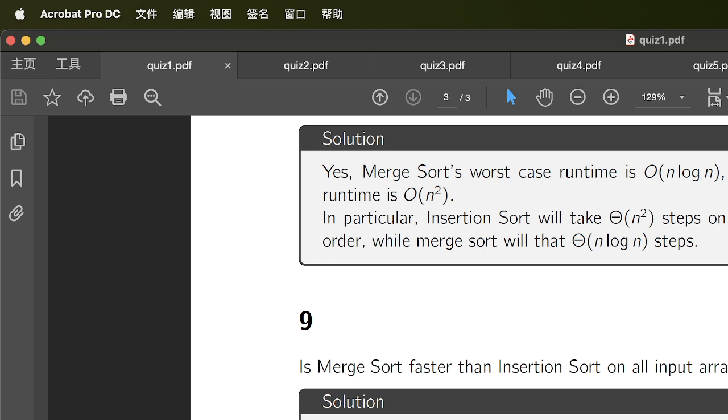That is possible. For example, insertion sort will take theta of n steps on an array that's already sorted. That means if the input array is already sorted, we just need to iterate the whole array, and we do not need to do anything, right? Merge sort will take theta of n log n, and in the best case insertion sort takes O of n. So we cannot say merge sort is always faster than insertion sort.